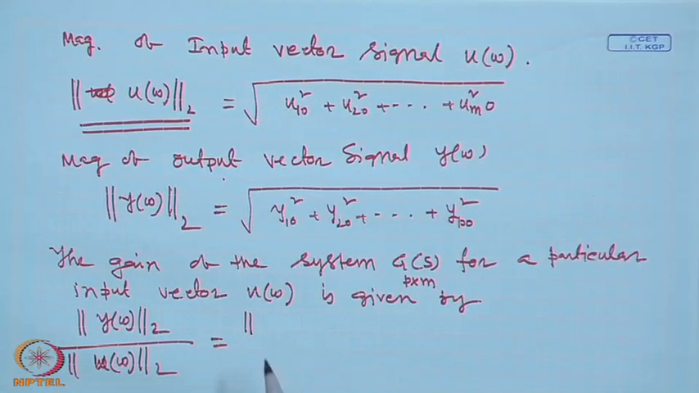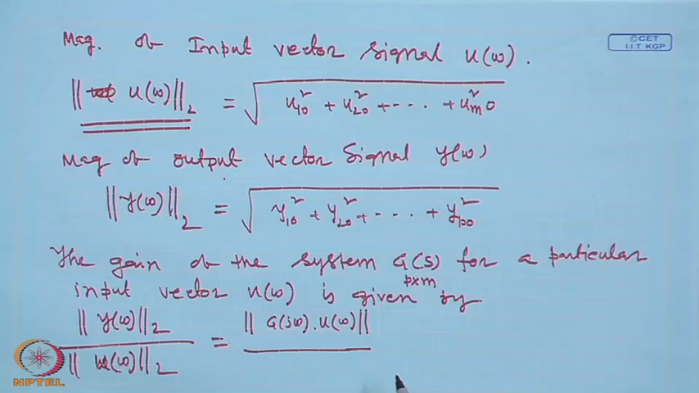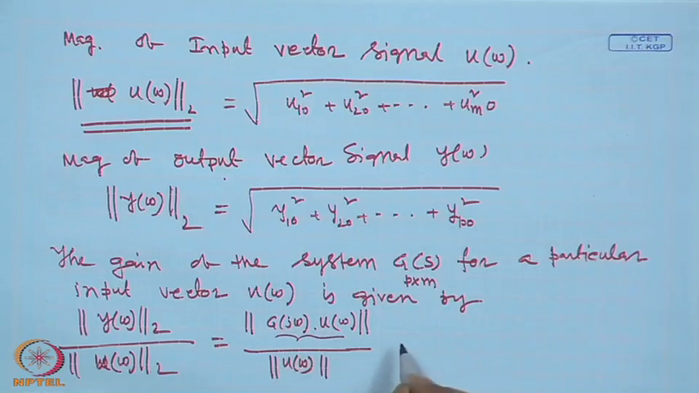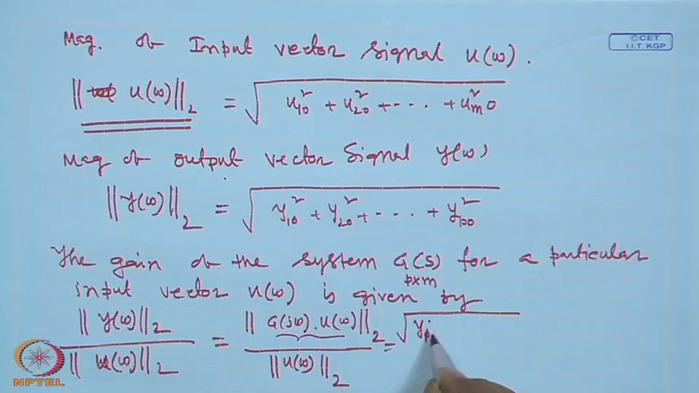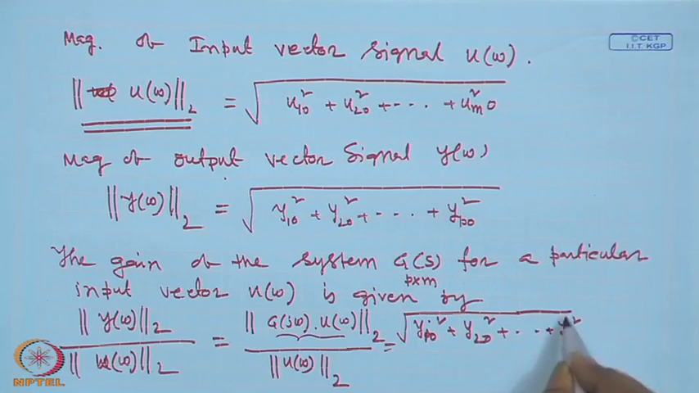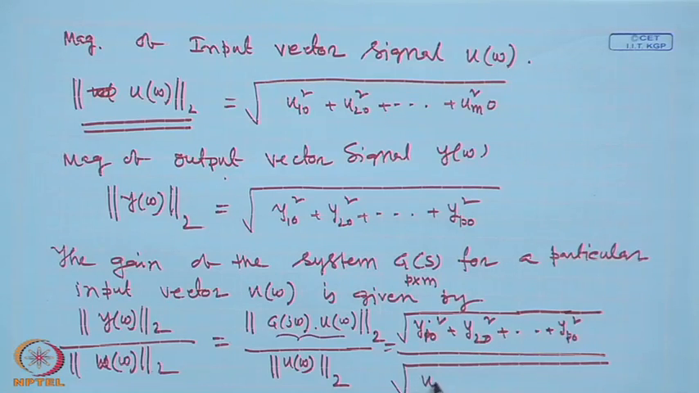So, we have seen this is nothing but G of j omega into u of j omega, the output, divided by u of omega. And if you see, this is nothing but y of w of t. So, this is the square root of the first output magnitude square plus the second output magnitude square plus ... plus yp0 square, whole divided by the square root of u10 square plus u20 square plus ... um0 square.